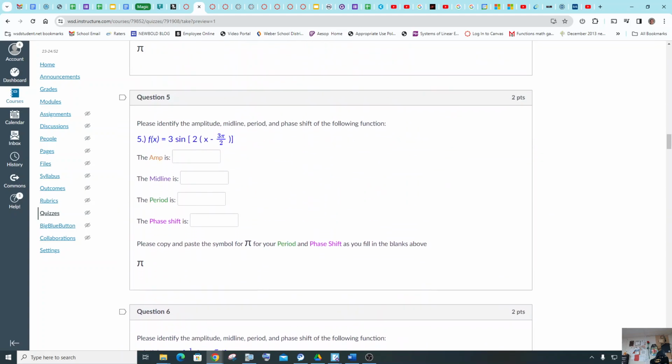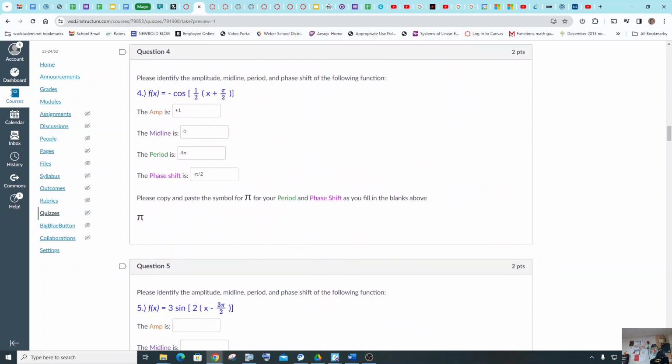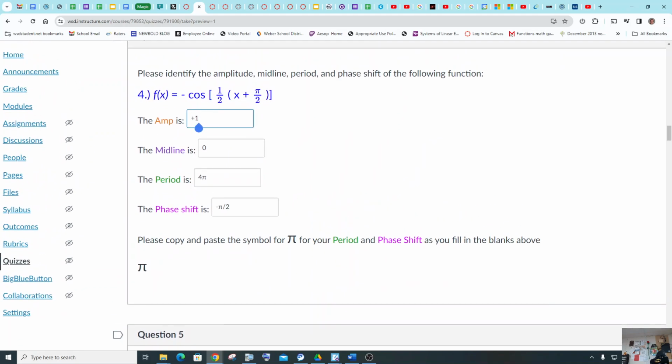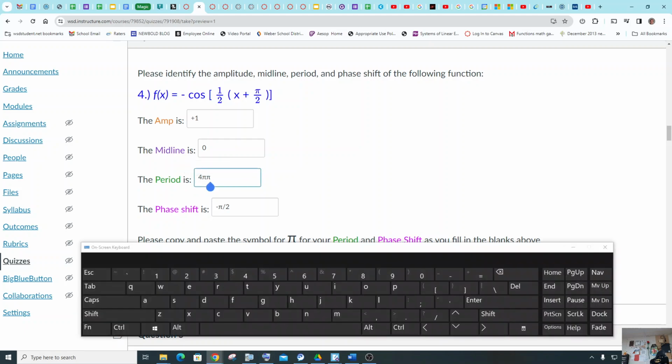Okay, so this was question number what? Question number 4. And so question number 4, you're gonna have to input your answers into Canvas. And so we input a 1 or a +1. And then our midline, of course, was 0. But how did we get the 4 pi? I actually had to copy, you guys have to copy the pi symbol. And then you have to go ahead and paste the pi symbol. And that's how you can go ahead and get 4 pi, but only do 1 pi. So there's our 4 pi.